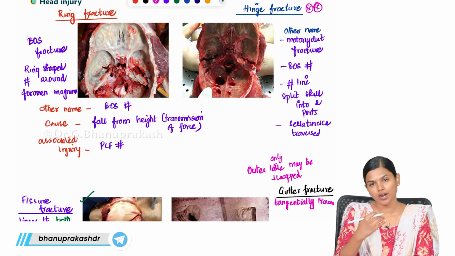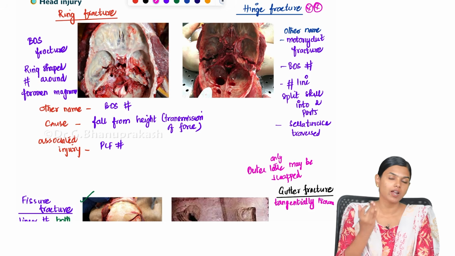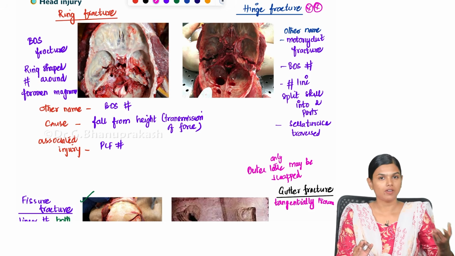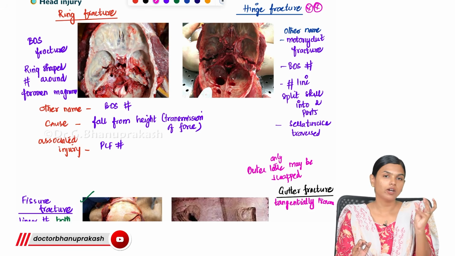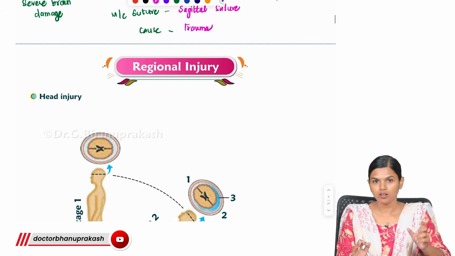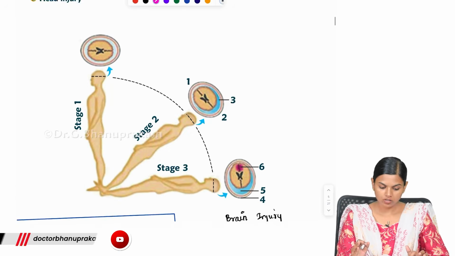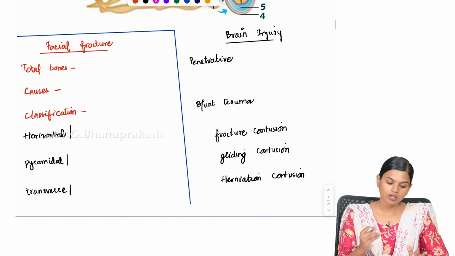They will simply ask you to write down all the types of skull fracture and the mechanisms through which fracture can occur, like direct violence, local deformation, like that. You can first classify, then you can write the types of the fracture. So this can be asked as a 5-mark question. Next to the skull, you will be getting facial bone fracture.